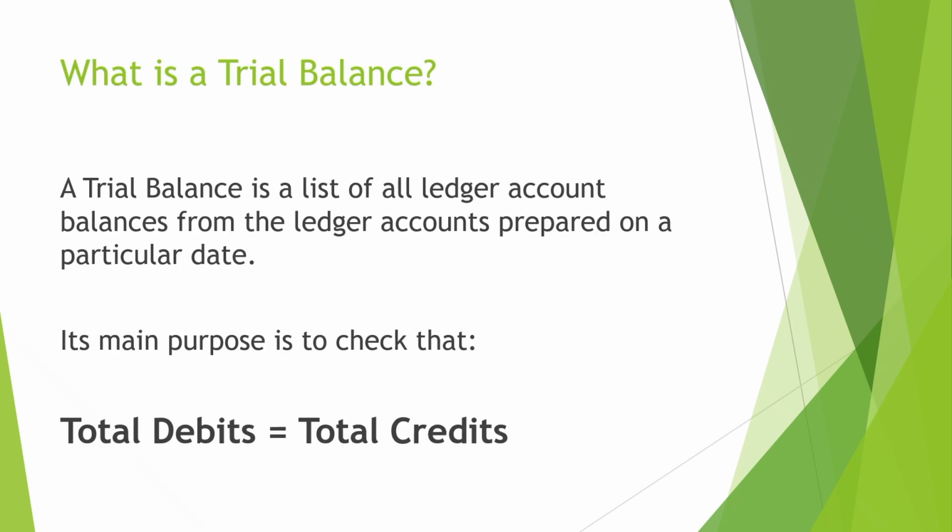Now, what is a trial balance? A trial balance is a list of all ledger account balances from the ledger accounts prepared on a particular date. Now, you want to check the accuracy of all your entries in the ledger. You open your trial balance for that date. You take out all the debit balances as at that date and you put them in your trial balance. You take out all the credit balances from your ledger account, put them as a list in your trial balance. That way you're able to check if total debits are equal to total credit.